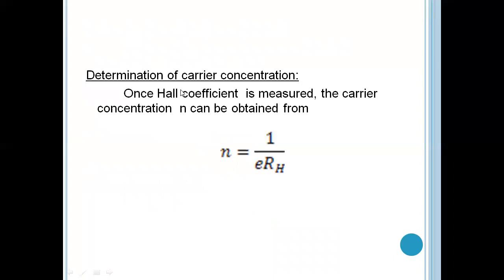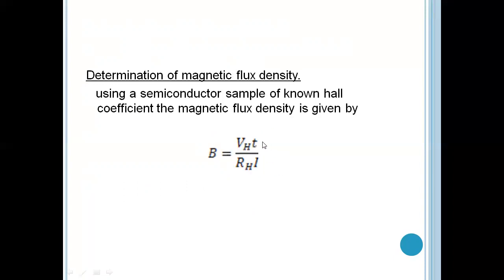Next, determination of carrier concentration. As we know that R_H is equal to 1 by n e, just rearranging the terms will give you n is equal to 1 by R_H into e. Just knowing the Hall coefficient, we can calculate the carrier concentration. Then coming to the magnetic flux density, using the Hall coefficient formula and rearranging the terms, you will get B is equal to V_H t by R_H I. By knowing the Hall coefficient, the magnetic flux density can be measured by measuring the Hall voltage.